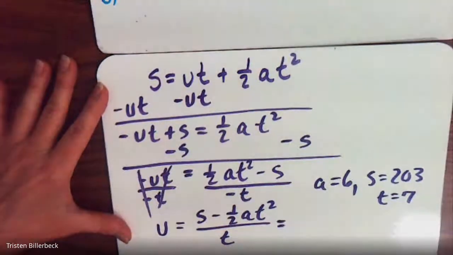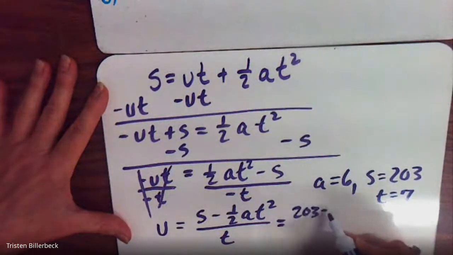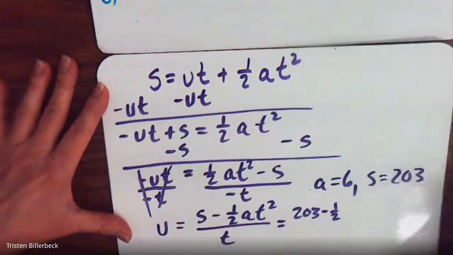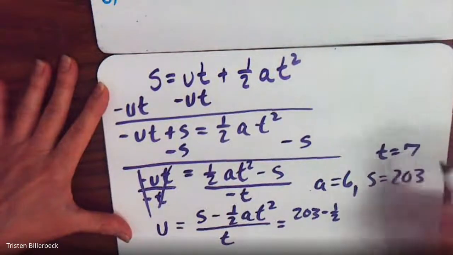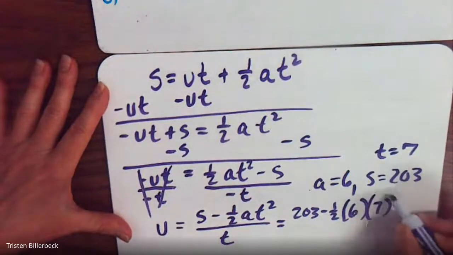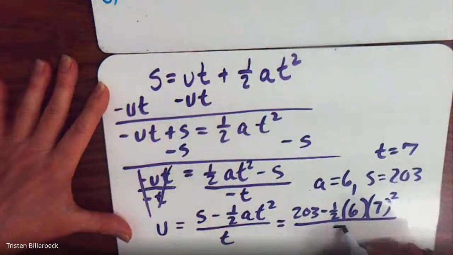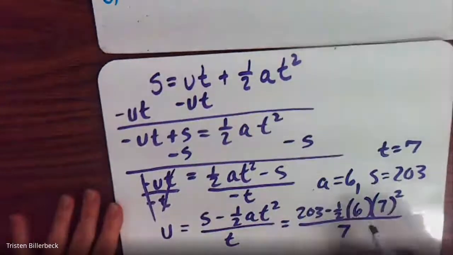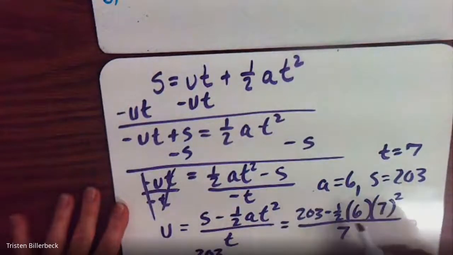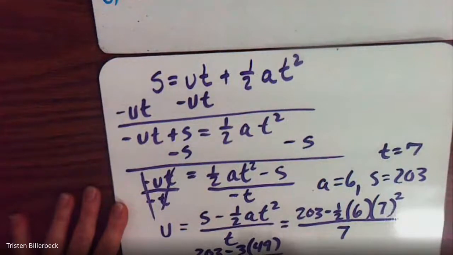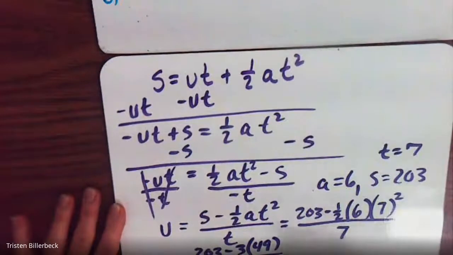So let's put that in there. S is 203. We have minus 1/2, and let me make some room here. t is 7. So a is 6, and t squared will be 7 squared, over 7. So we have u equals, and then we need to figure out what that all is. We have 203. Half of 6 is 3. So minus 3, and 7 squared is 49, 7 times 7. And then we have over 7.